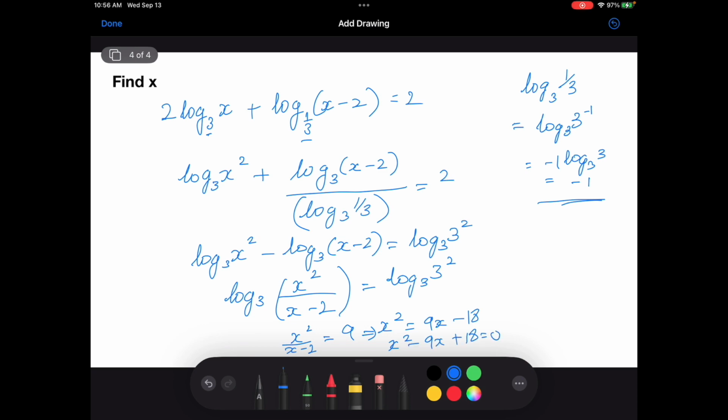Let's solve it. Factors of 18 are 6 and 3. And since we need to get minus 9, we write minus 6 and minus 3. So we can easily say that the value of x is equal to 6, or x is equal to 3. So using the change of base rule and the laws of logarithm, we are able to easily solve this equation.